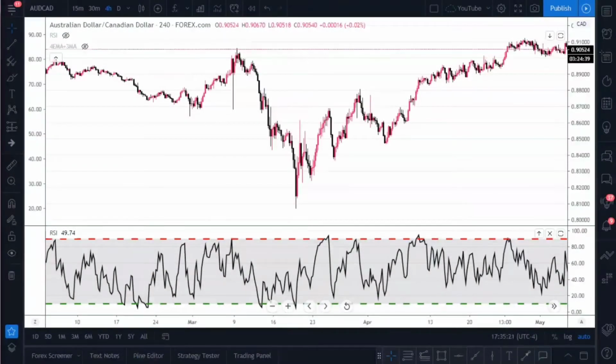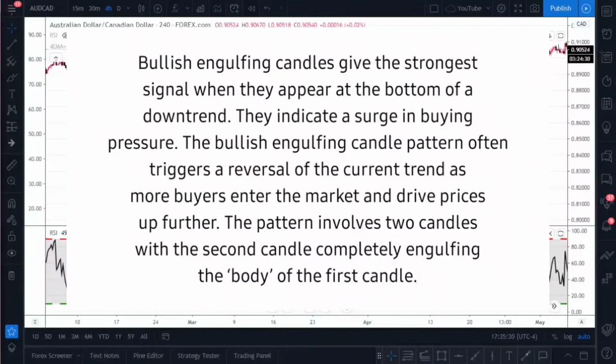Okay, so first things first, let's go over the definition of a bullish engulfing candle. Bullish engulfing candles give you the strongest signal when they appear at the bottom of a downtrend. They indicate a surge in buying pressure. The pattern often triggers a reversal of the current trend as more buyers enter the market and drive price up further. The pattern involves two candles, with the second candle completely engulfing the body of the first candle, okay? So I'll show you an example here.